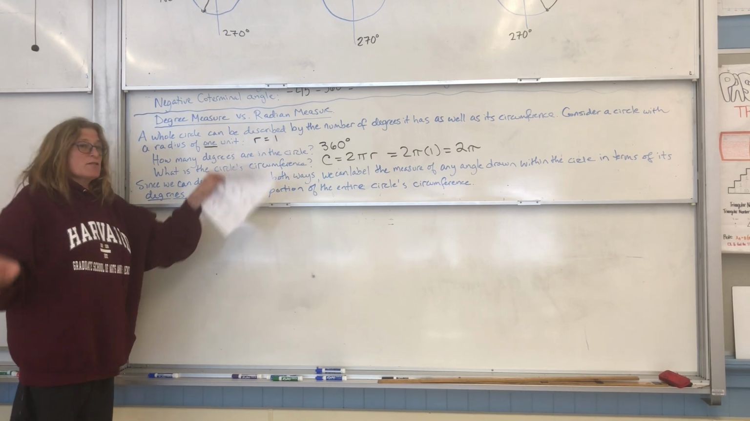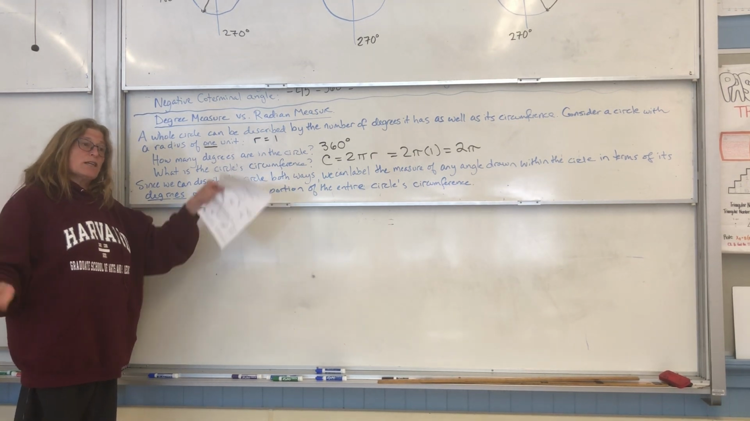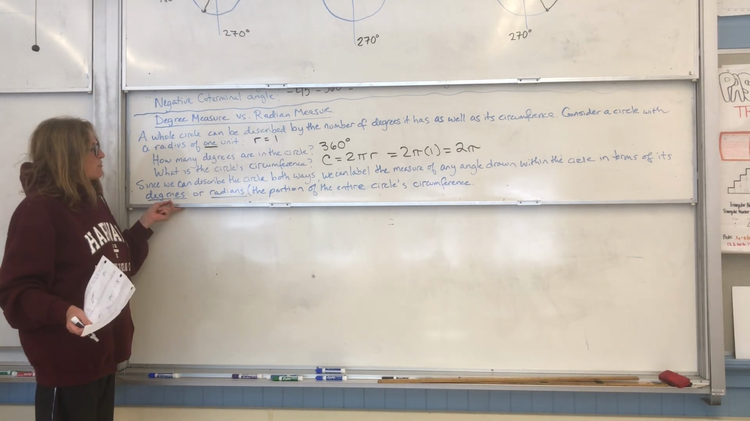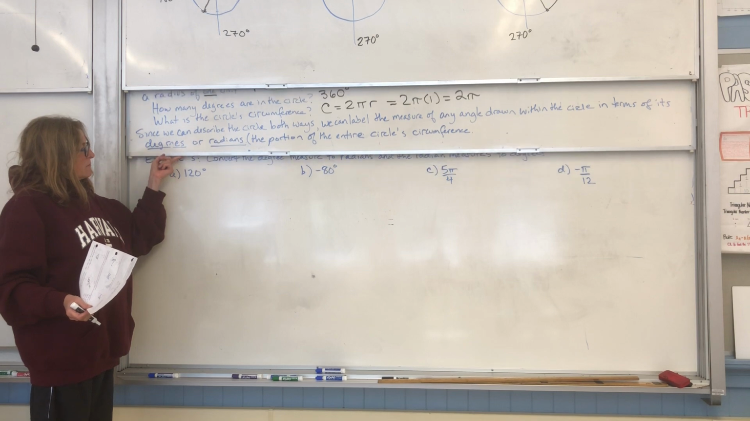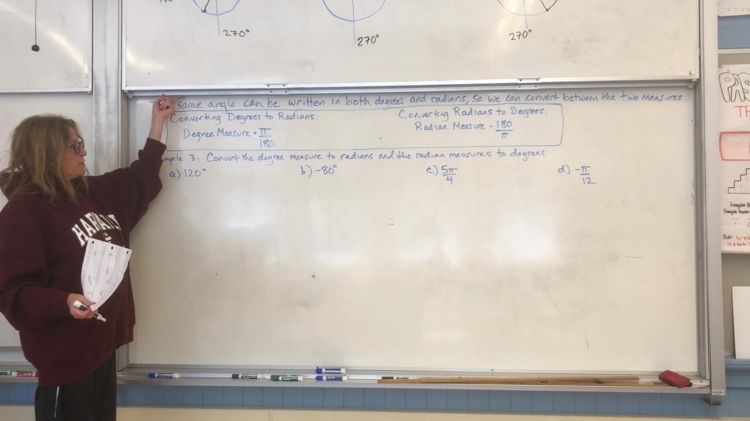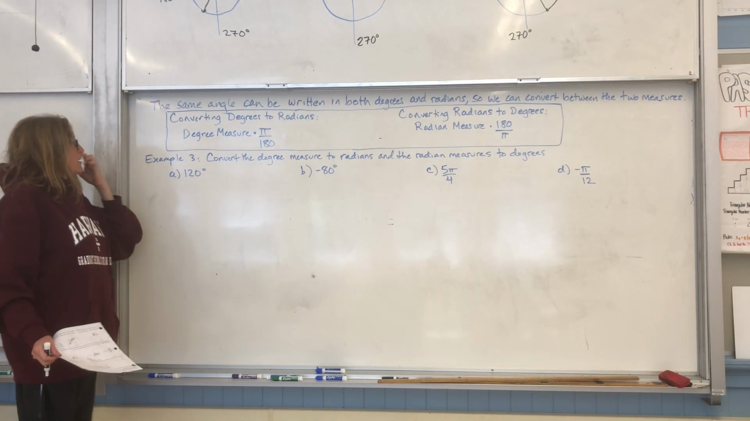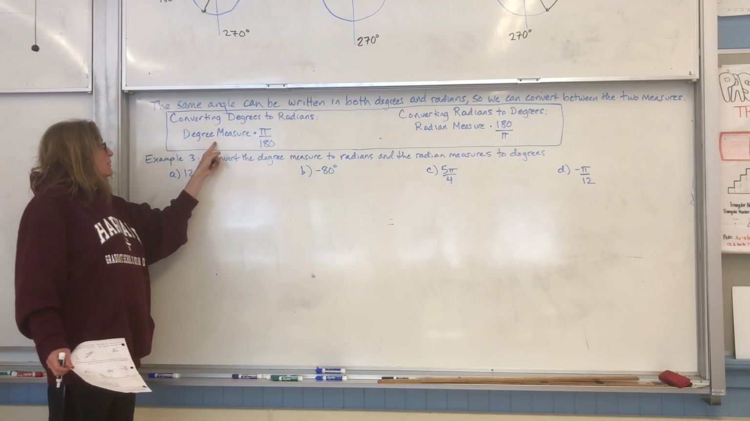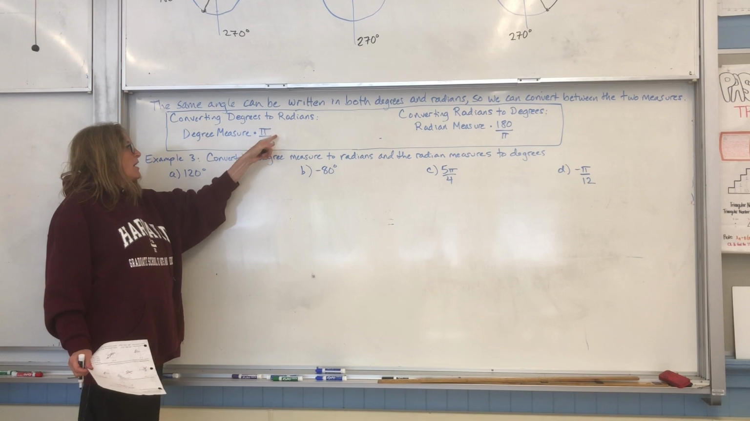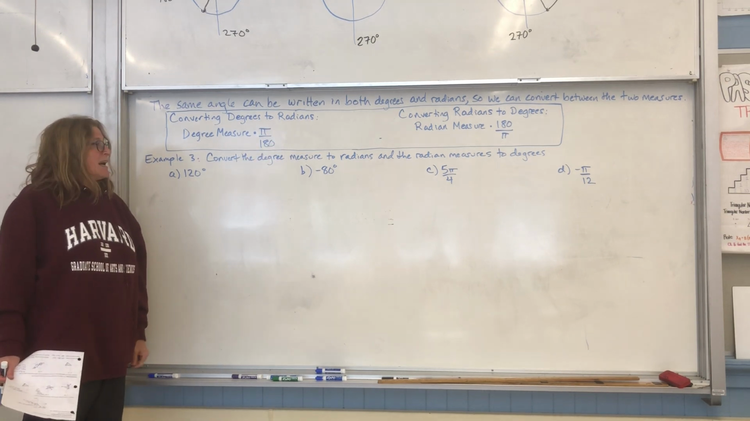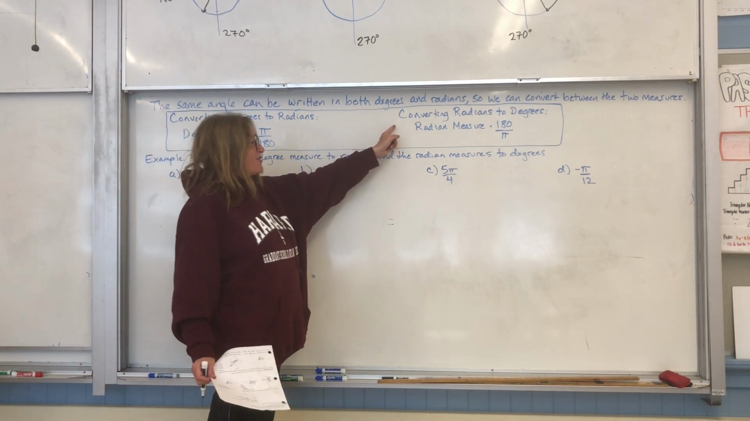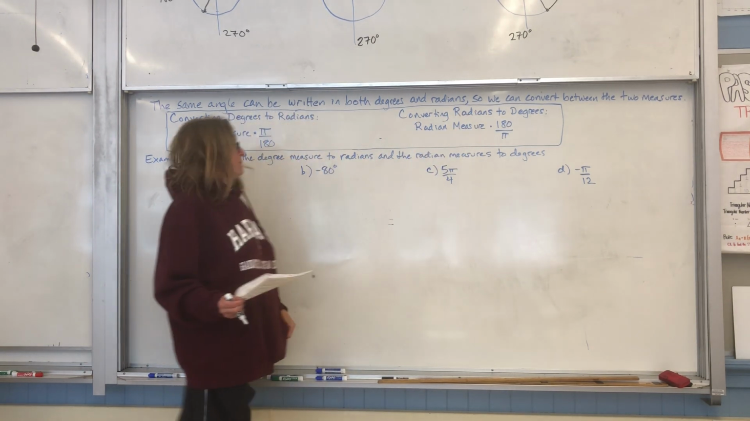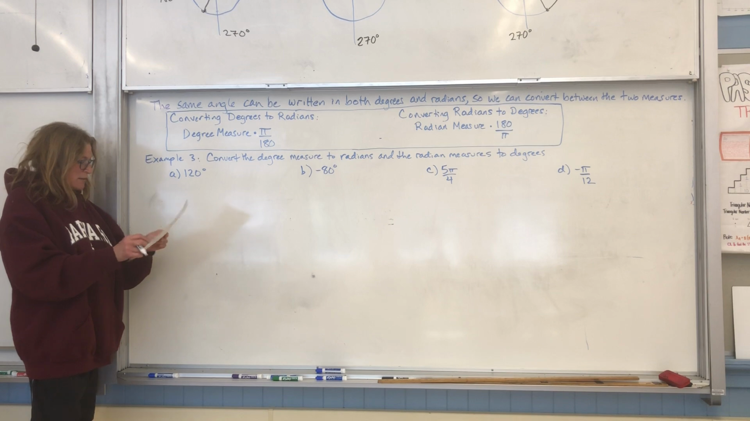So because I can think of a circle in both ways, I can actually convert back and forth between the degree measures and the radian measures. And of course there's a super duper formula for that. To take degree measures and convert to radians, I would take the degree measure times pi over 180. And then to convert back from radians to degrees, I would do radian measure times 180 over pi. So let's do some practice.